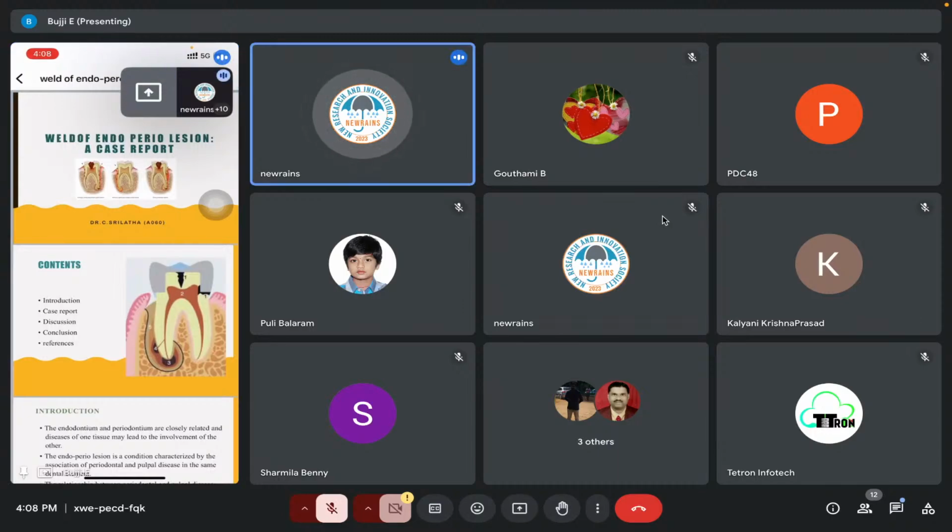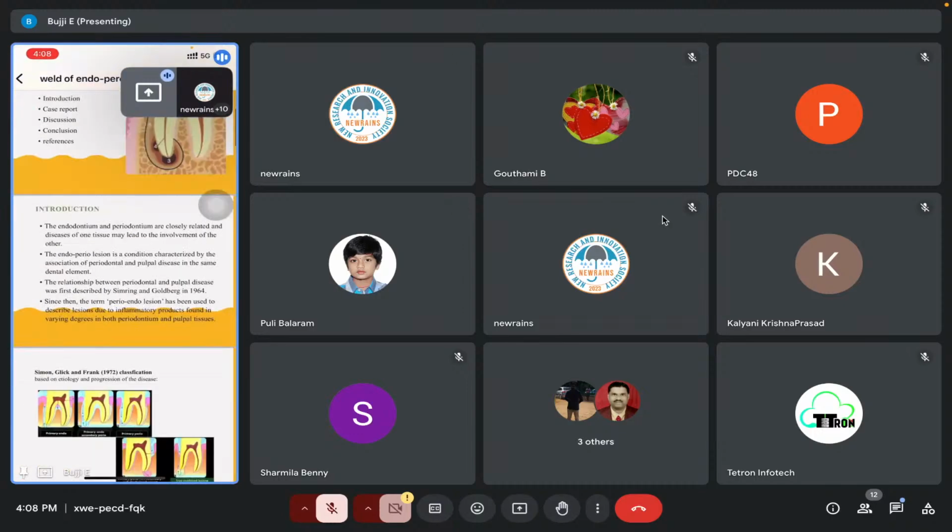Yes, visible. My name is Dr. Srilata. My ID number is A060. I'm going to present on endo-perio lesions, a case report. So endo-perio lesions are closely related. Can you make it horizontal, please? Yes, sir.